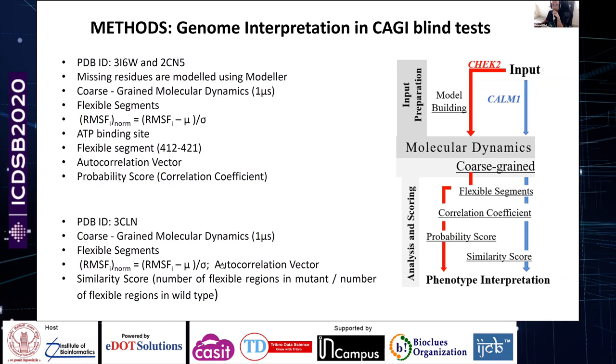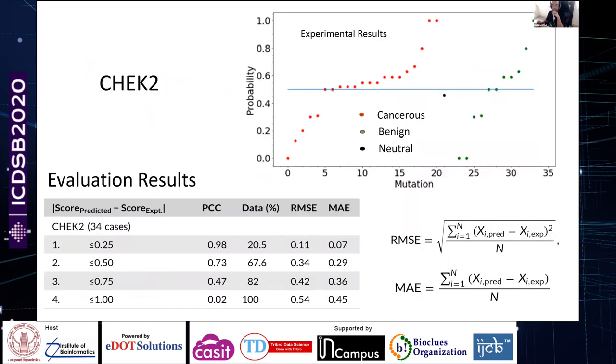So this was the result that we got. These are experimental results that were shared after the challenge got over. And you can see on the left hand side, these are cancerous and these are benign. This is the probability score that we predicted, which means that these cases we predicted correctly, and these cases we predicted correctly. Then this is a wrong prediction, and these are wrong predictions.